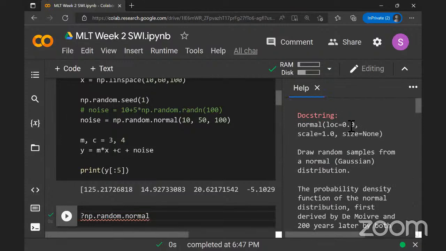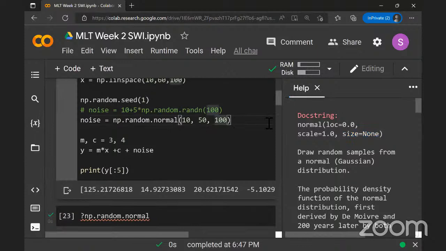Okay. See, location is the mean, right? Scale is your standard deviation. Size is how many numbers. You can give it a matrix also, like 100 by 100 or 20 by 20. I just gave 100 because I just want to write that.